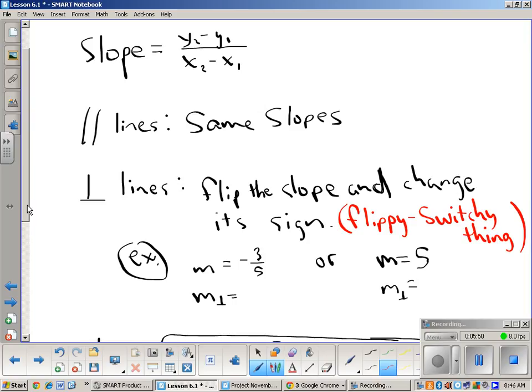So if the slope of a line is 3/5, what's the slope of the perpendicular to that line? I'm sorry, negative 3/5. 5/3. Yeah, it's a positive, and flip it over is 5/3. So flip it, switch it, means flip the fraction, switch the sign, right? If our slope is 5, what's our perpendicular slope going to be? Negative 1/5, good. So those are how we find perpendicular slopes.